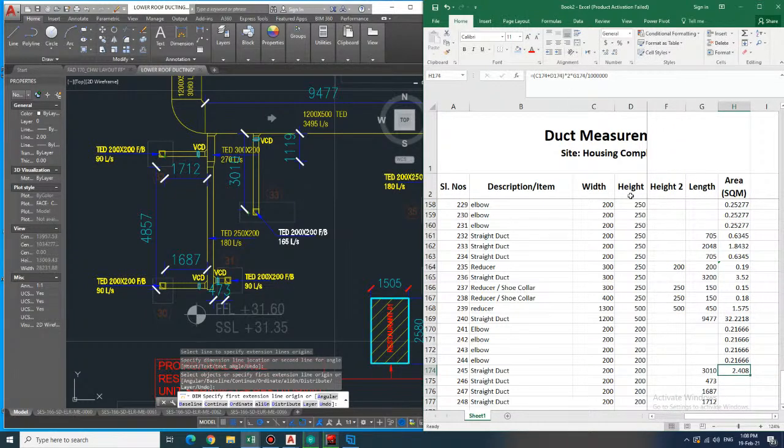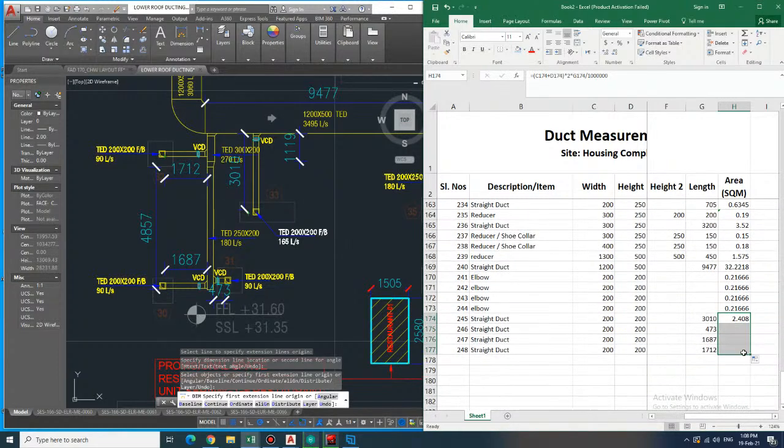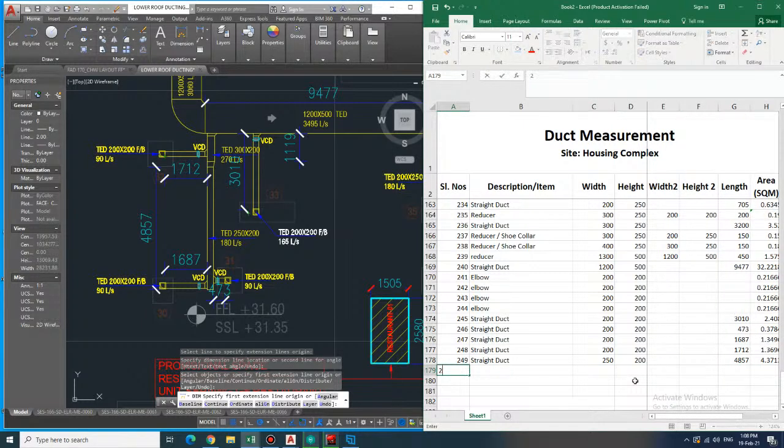So the same equation we can apply to the next also, straight duct now. 249 straight duct, 250 by 200, length 4857. 250 straight duct, 300 by 200, length 11.